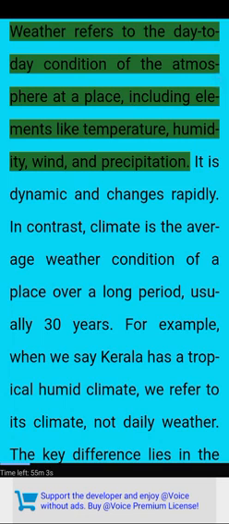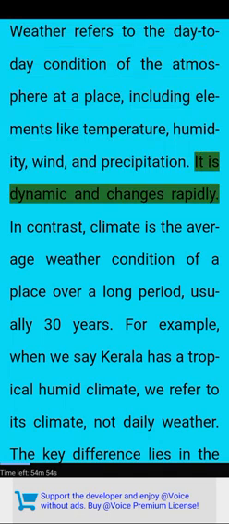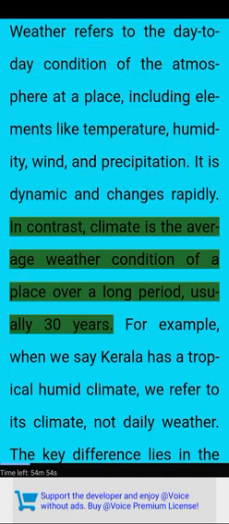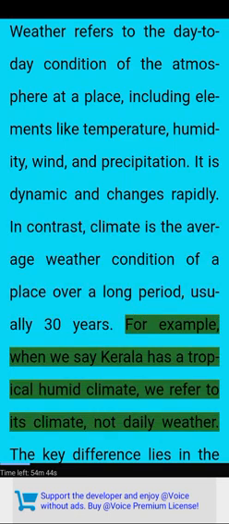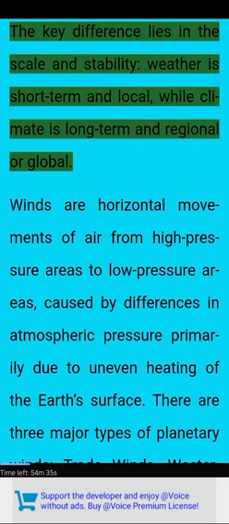Weather refers to the day-to-day condition of the atmosphere at a place, including elements like temperature, humidity, wind, and precipitation. It is dynamic and changes rapidly. In contrast, climate is the average weather condition of a place over a long period, usually 30 years. For example, when we say Kerala has a tropical humid climate, we refer to its climate, not daily weather. The key difference lies in the scale and stability. Weather is short-term and local, while climate is long-term and regional or global.